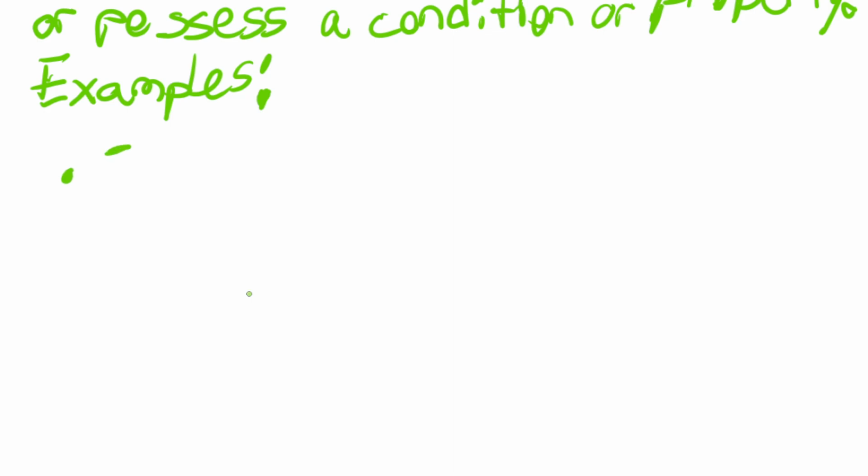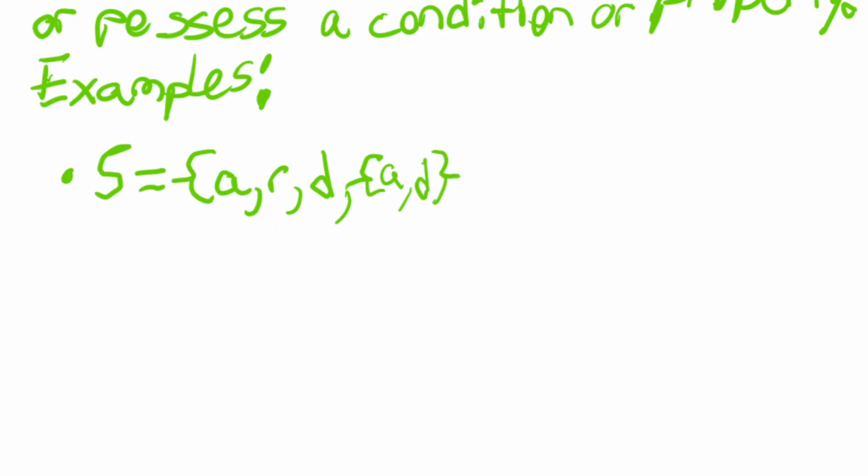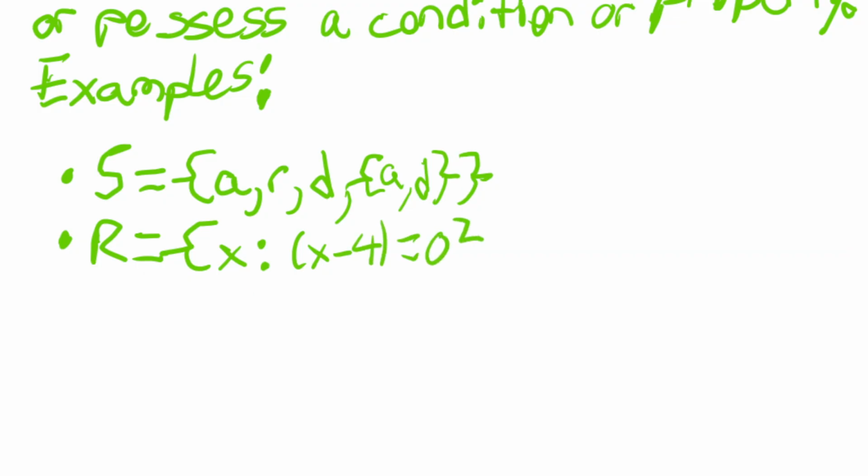Say we have a set S and these are the elements a, r, d, and then we have the element {a, d}. This is a set inside a set. That's an element. And then for a given condition or property, say we have a set R with a variable x with the condition x minus 4 equals 0. Well, if we were to rewrite this set, we could rewrite it as R equals {4}, because the solution to this set where x minus 4 equals 0, x would have to be equal to 4.